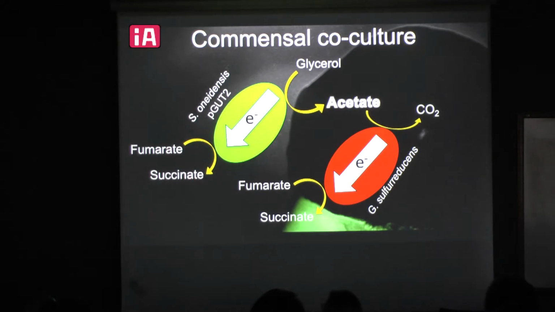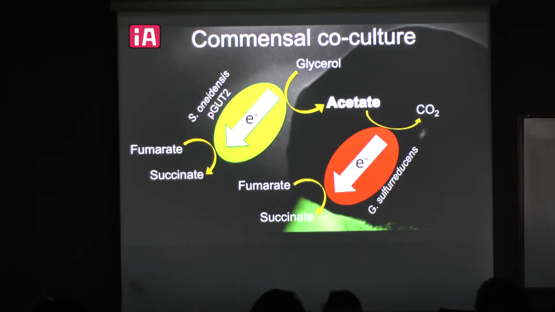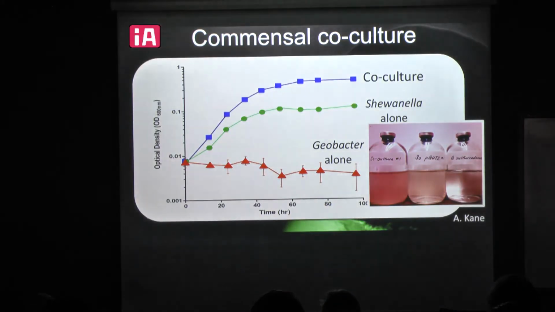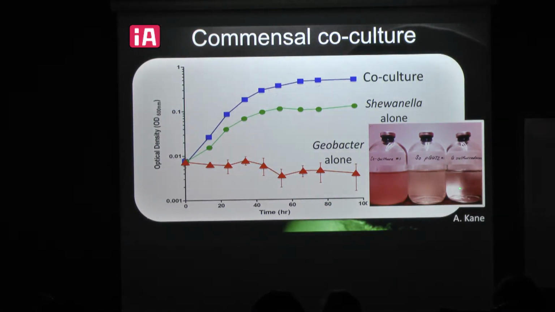Okay, so here's the one basic aspect of this system, what we call a commensal co-culture. Feeding glycerol into the system, Shewanella catalyzes that to acetate. Geobacter then takes that acetate to CO2, and they both know how to breathe this organic compound fumarate, making succinate as a byproduct.